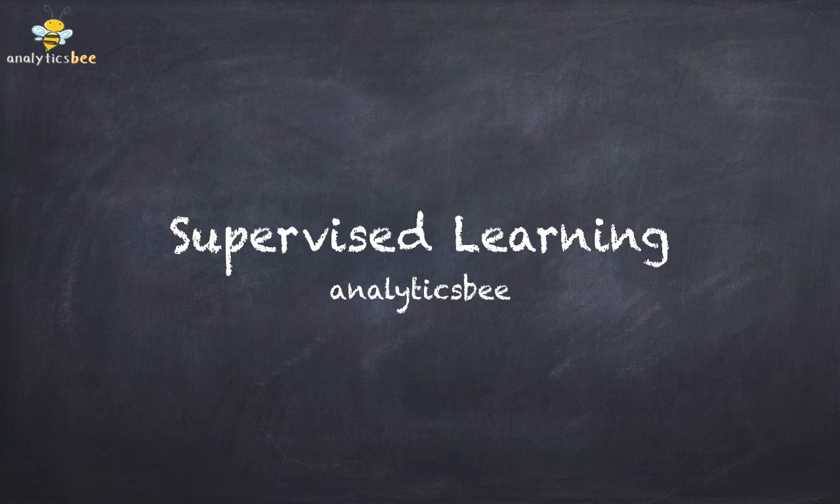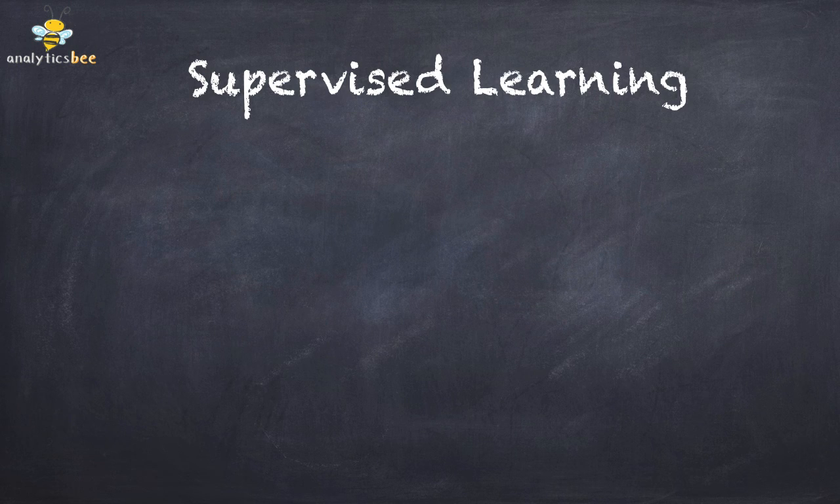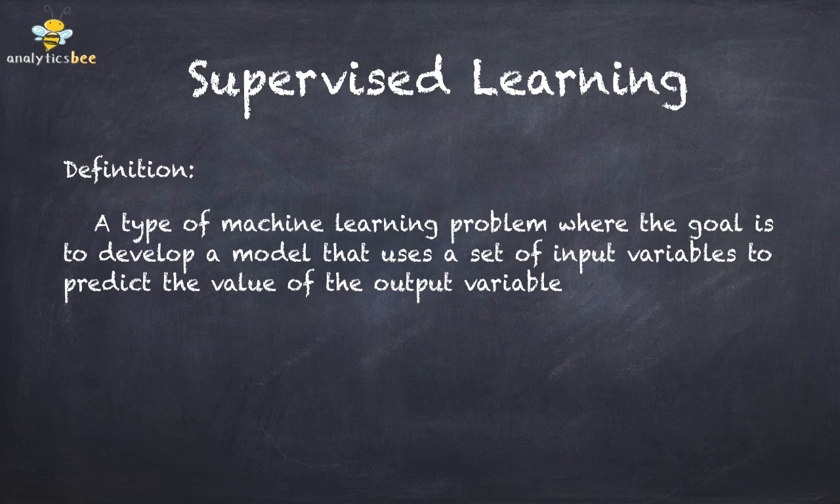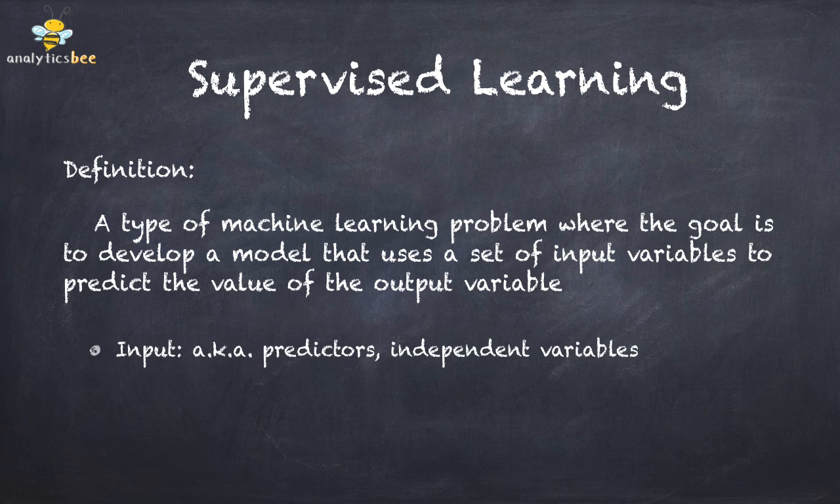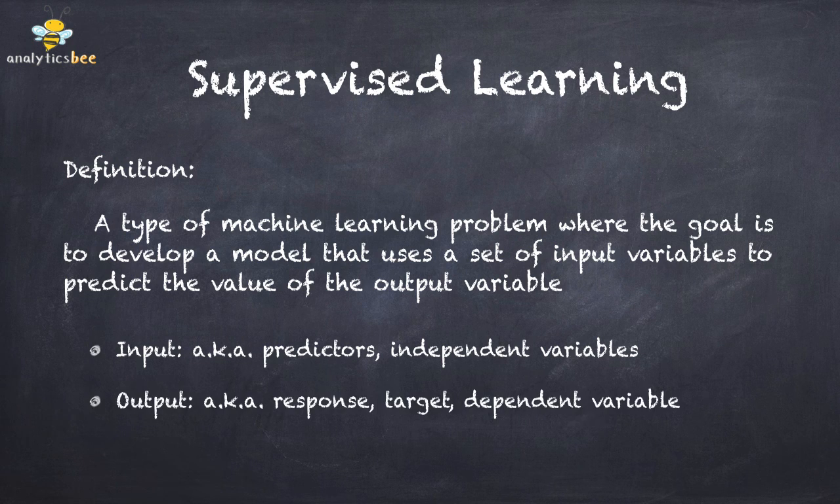In this video, we will discuss a machine learning topic called supervised learning. Supervised learning is a type of machine learning problem where the goal is to develop a model that uses a set of input variables to predict the value of the output variable. The input variables are also known as predictors and independent variables. The output variable is also known as the response, target, or dependent variable.